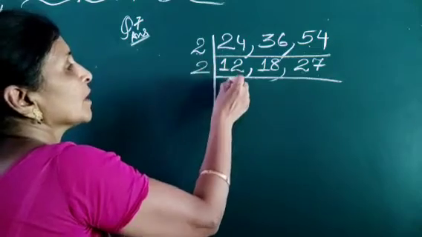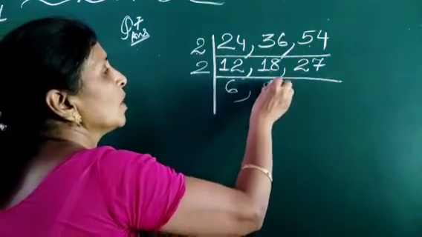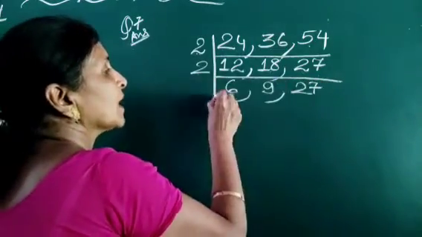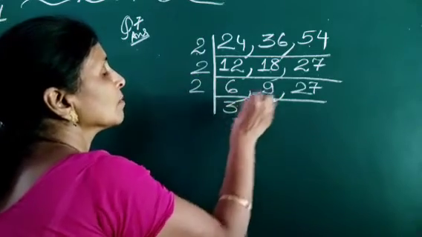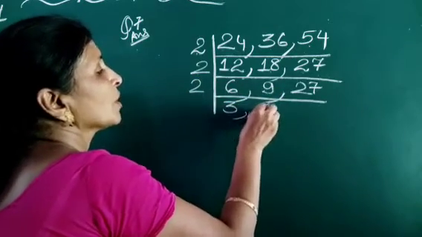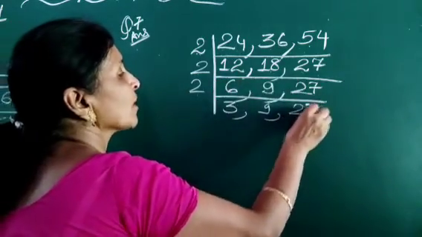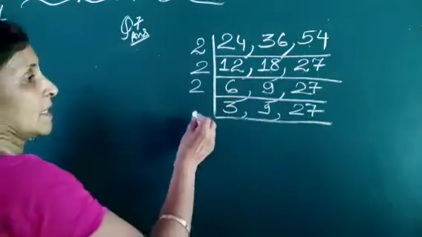Again 12 is divided by 2, then 6 comes. 18 is divided by 2, then 9 comes, and 27 we write as it is. Again 6 is divided by 2, then 3 comes. 9 is not divided by 2, then we write 9 as it is. Again 27 is not divided by 2, so we write 27 as it is.